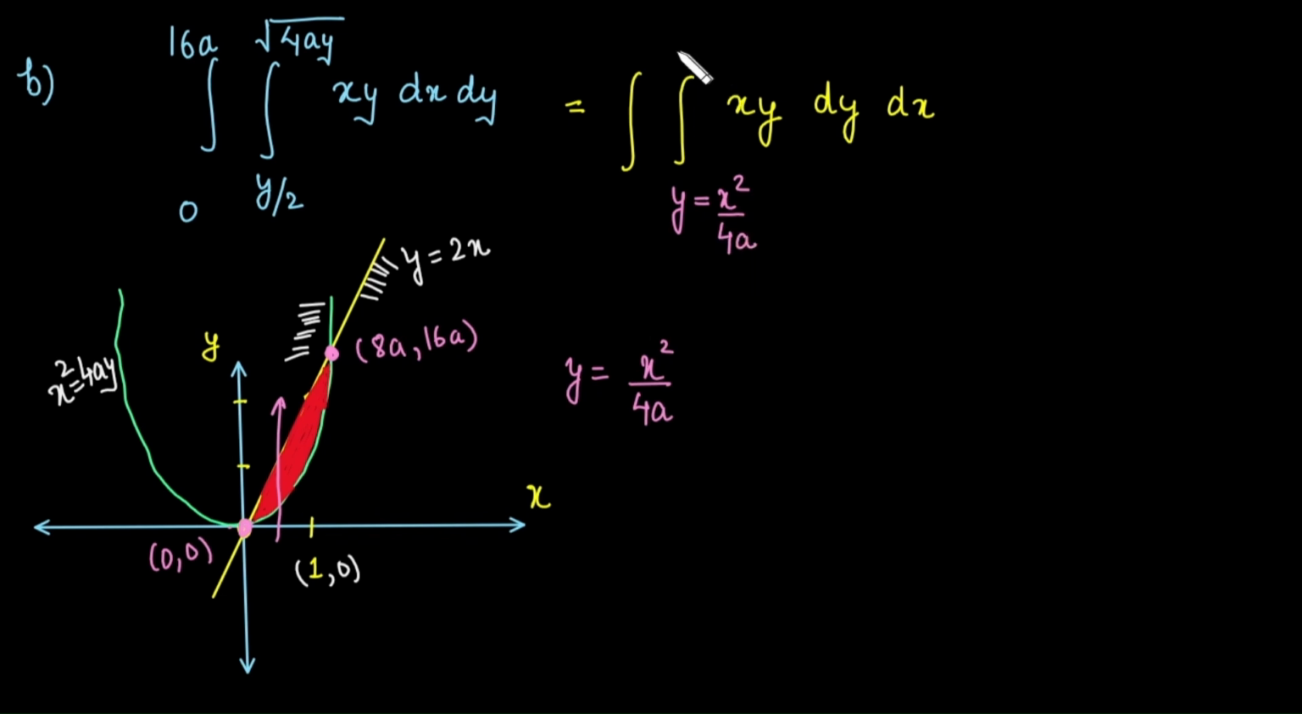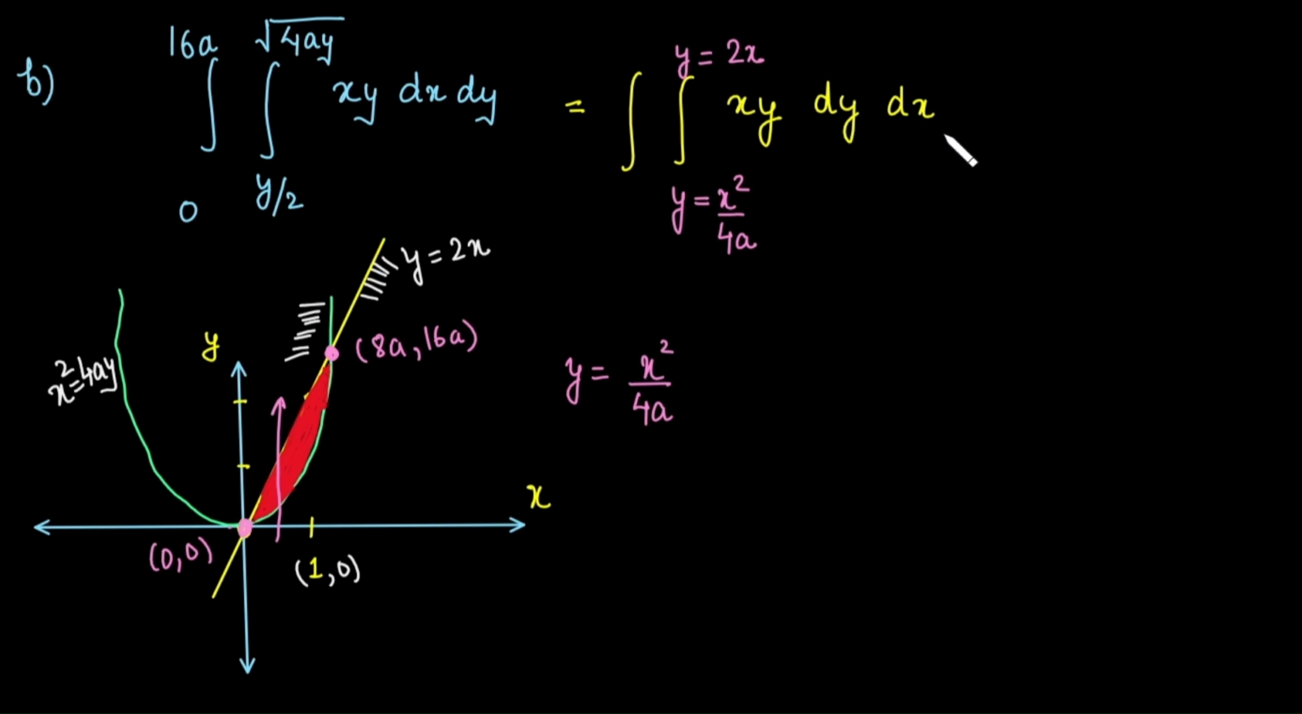Now the upper limit for y. We need to check where this line exits this region. That is exiting from this line. This is basically the y is equal to 2x line. Hence that is the upper limit in the case of y.